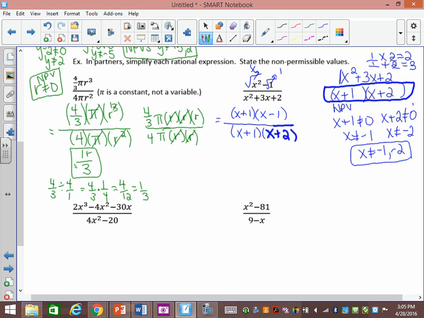Okay, what's common to the top and the bottom? What's common to the numerator and denominator? An x plus 1. And you're left with x minus 1 over x plus 2.